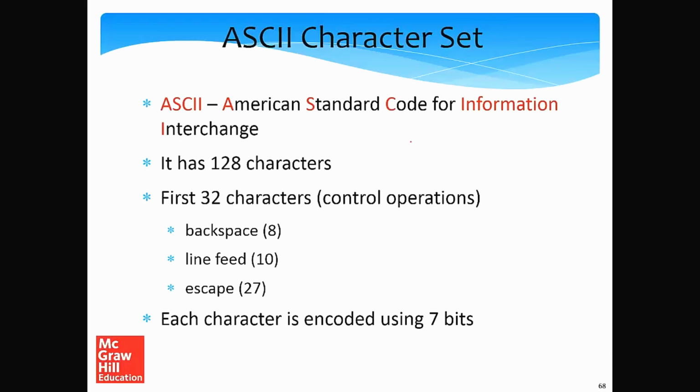ASCII has 128 characters. The first 32 characters are non-printing characters, used for control operations. Character number 8 is backspace, to delete a character. Character 10 is line feed, which used to tell printers to jump to the next line. 27 is the escape character, which corresponds to the escape key on our keyboards. The remaining are small letters, capital letters, special characters like exclamation mark and at, and numbers, of course. Since there are 128 characters, each character is encoded using 7 bits.